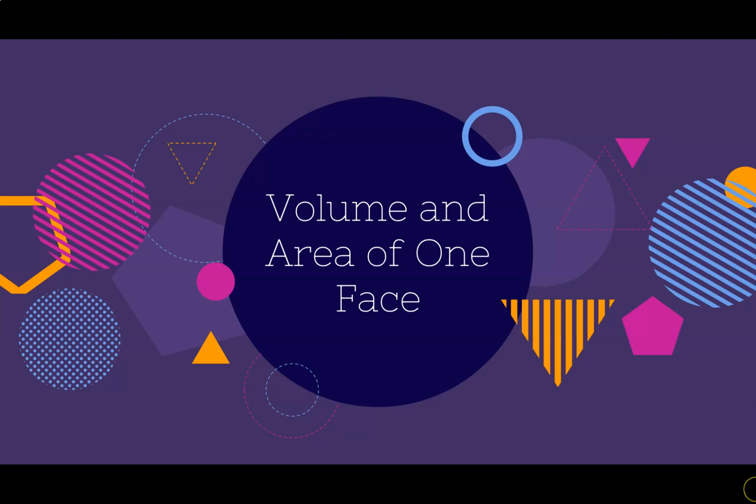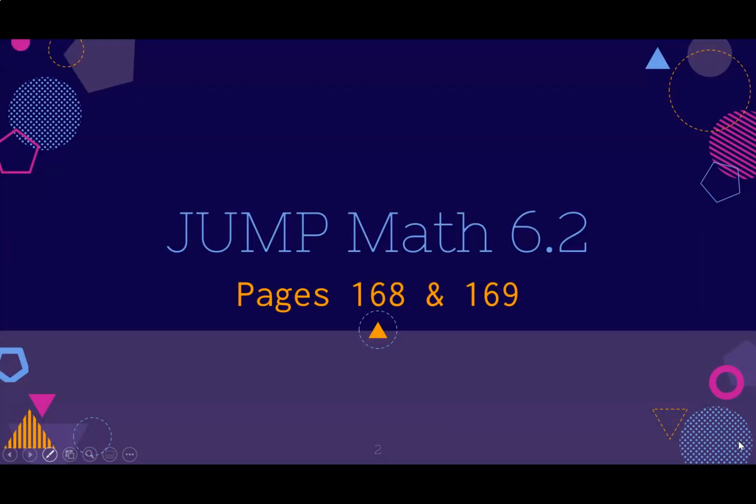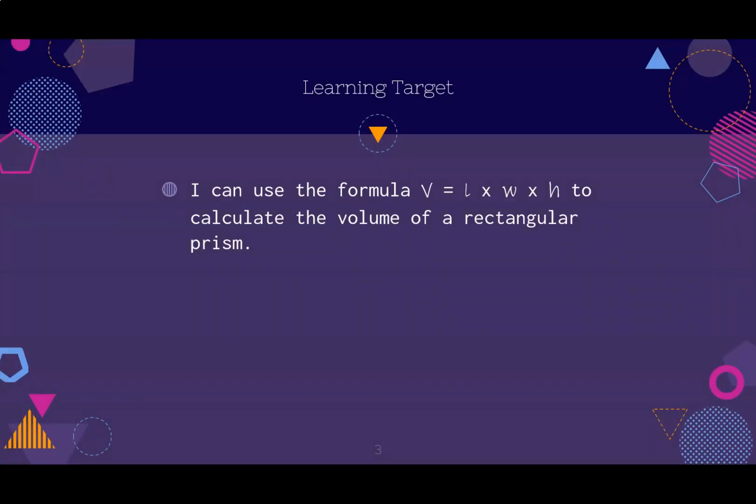Hello, grade 6. Today our lesson is called Volume and Area of One Face. We will be working on pages 168 and 169 in your Jump Math book. Your learning target for today is, I can use the formula V equals L times W times H. Remember, volume equals length times width times height, to calculate the volume of a rectangular prism.